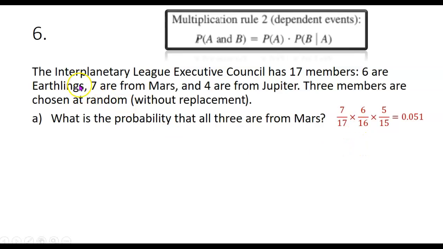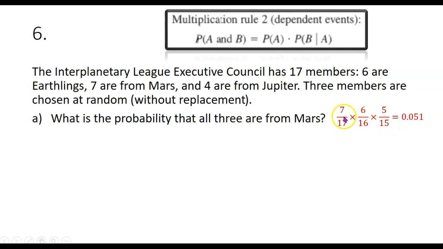So that would be 7 out of 17. On the first pick, you've got 7 ways of picking somebody from Mars out of the 17 that you have to choose from. And then if you've already chosen one of those 7 Martians, the probability that the second one you pick is from Mars, if the first one was, would be 6 Martians remaining out of the 16 members that are left to choose from. And then in that case, the probability that the third is from Mars would be 5 out of 15.